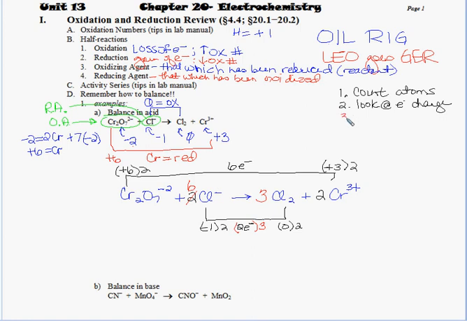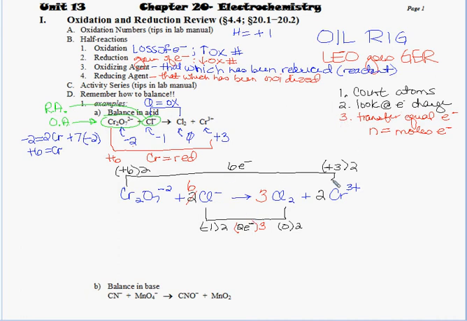So again, step 3, transfer the same number of electrons. That's also going to represent your n value, right? n is going to be the moles of electrons being passed, and that's going to be that quantity. So in this case, n is going to be 6.